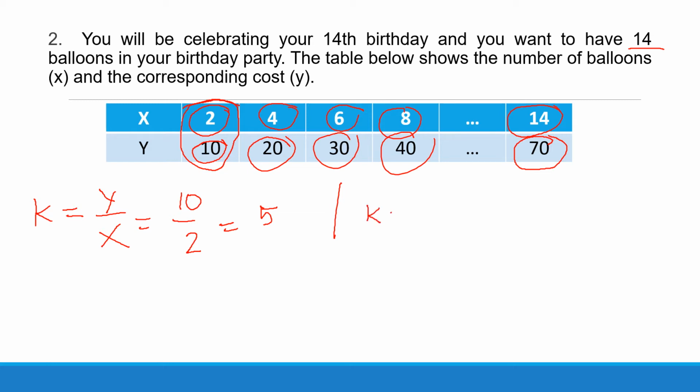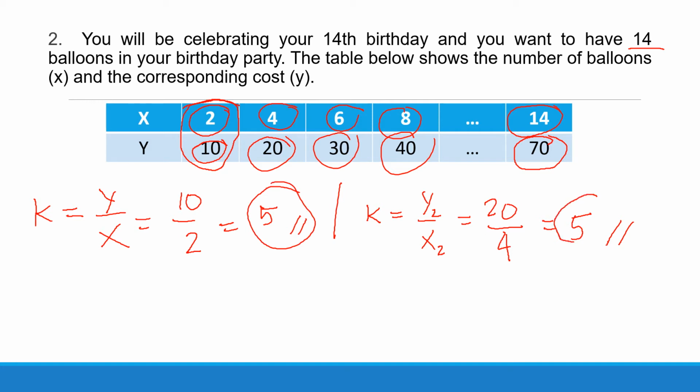So, if you can see, k equals y over x. So, gamitin natin yung second value, which is y sub 2 and then x sub 2. So, y sub 2 is 20 and then our x sub 2 is 4. So, 20 divided by 4, that is equal to 5. So, as you can observe, they are the same, no? Itong dalawa. So, kahit saan ka pumili ng value dyan, the same pa rin ang makukuha mo pag dinivide mo yung dalawang value, equal pa rin siya sa 5.